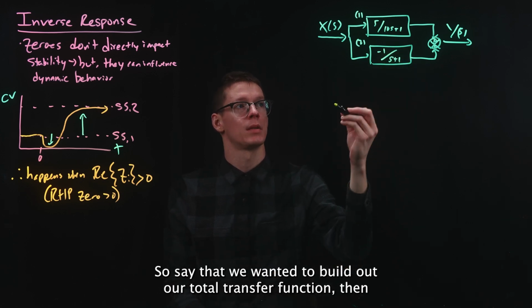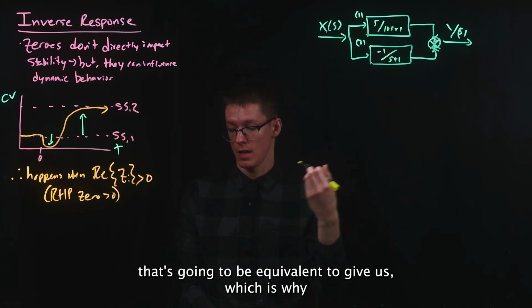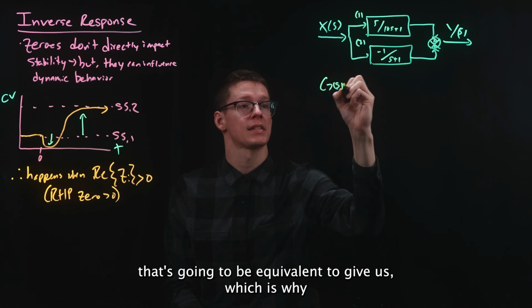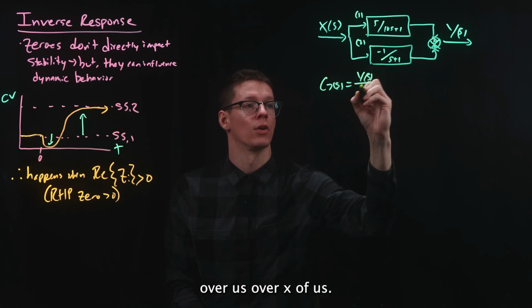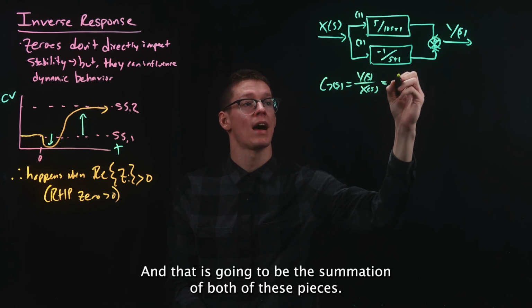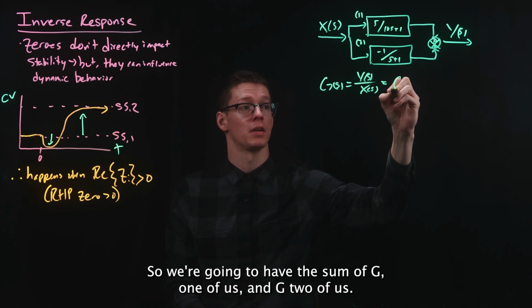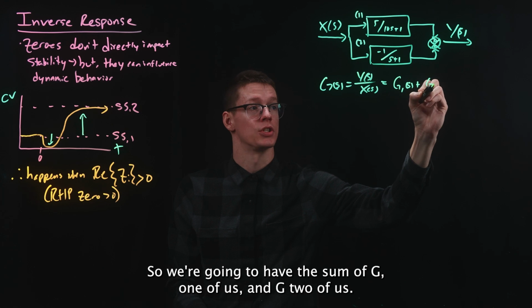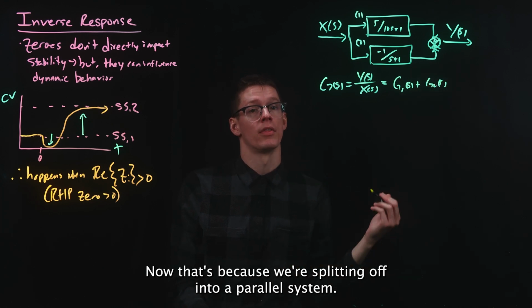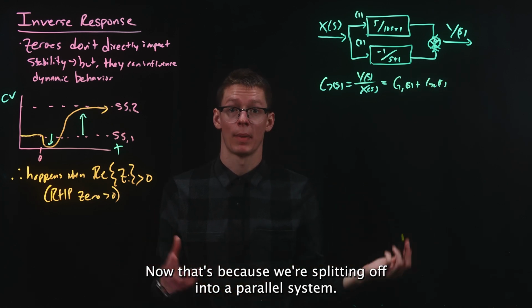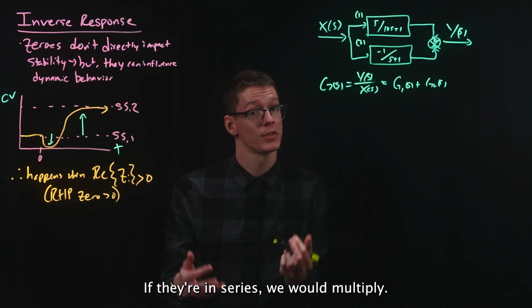So say that we wanted to build out our total transfer function then. That's going to be equivalent to g of s, which is y of s over x of s. And that is going to be the summation of both of these pieces. So we're going to have the sum of g1 of s and g2 of s. Now, that's because we're splitting off into a parallel system. If they were in series, we would multiply.